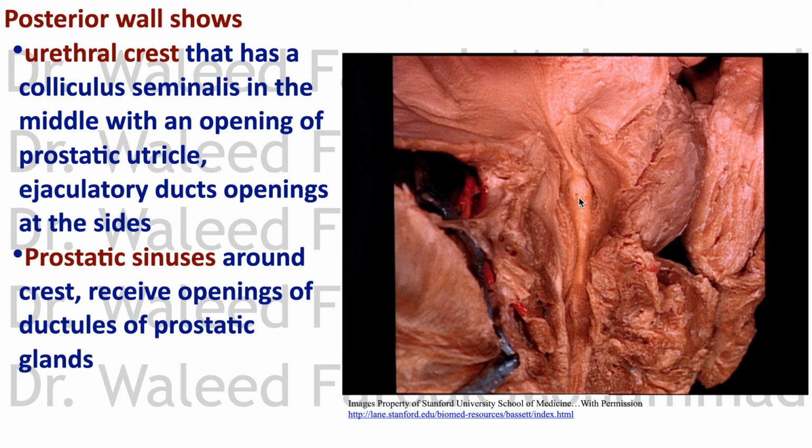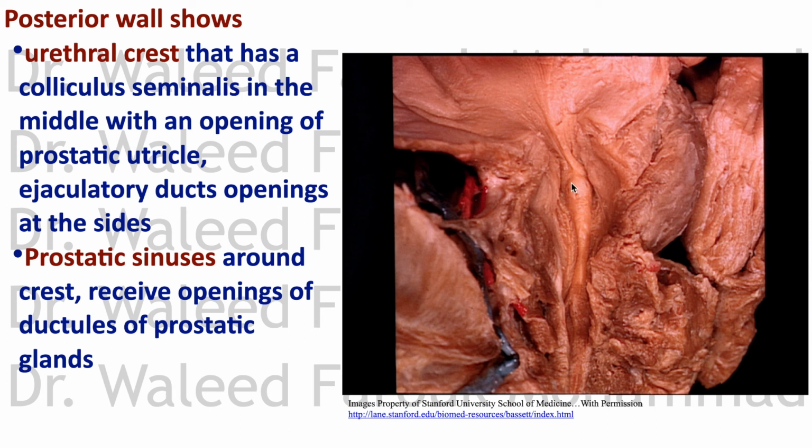This is the opening of the utricle, coming from the back, and it opens here at the summit of the Seminal Colliculus. At the sides, as you can see here, two minute openings for the ejaculatory ducts also open on the Colliculus seminalis. Please, you will be asked lots of questions about this: where they open, and the names of the structures.